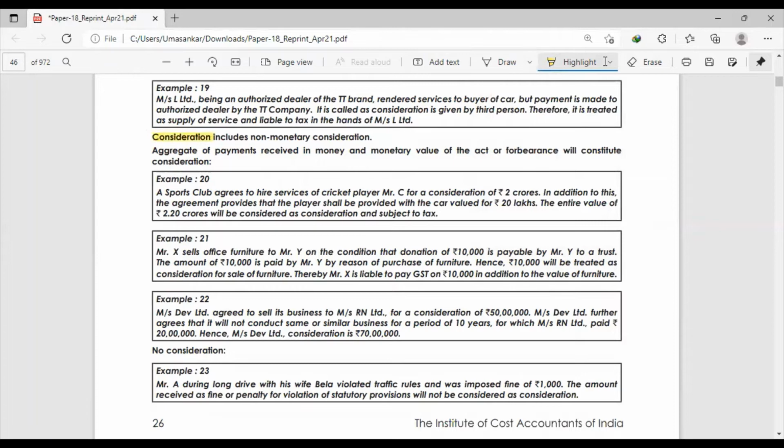Consideration includes non-monetary consideration. The aggregate of payments received in money and monetary value for the act of performance will constitute consideration. Okay.